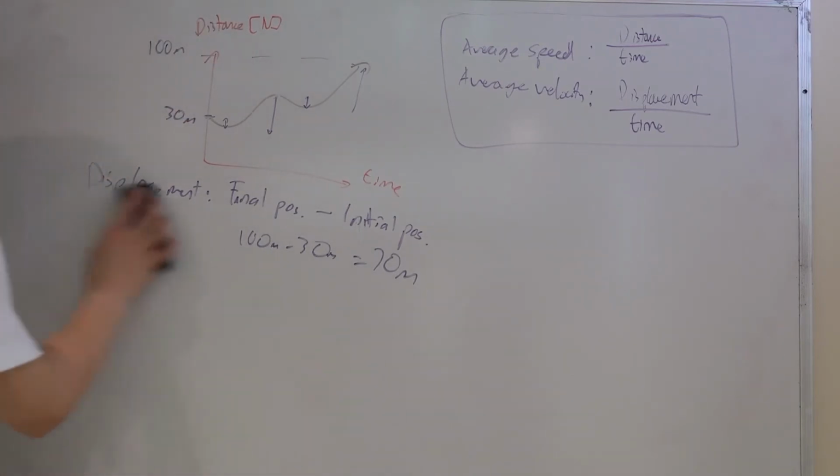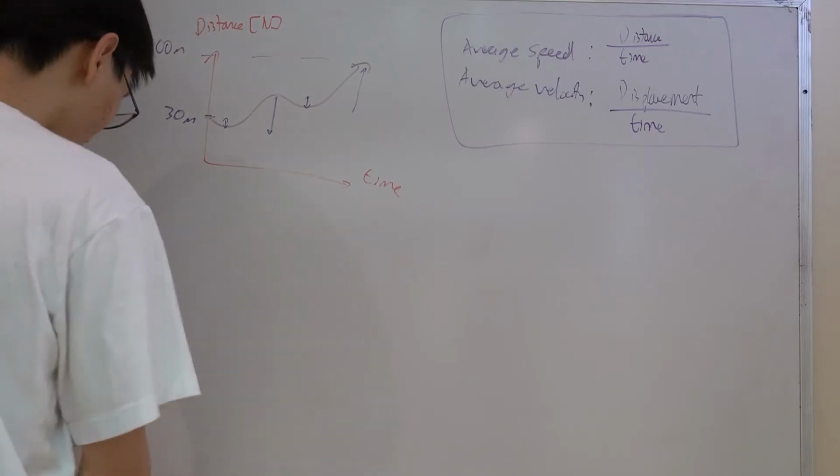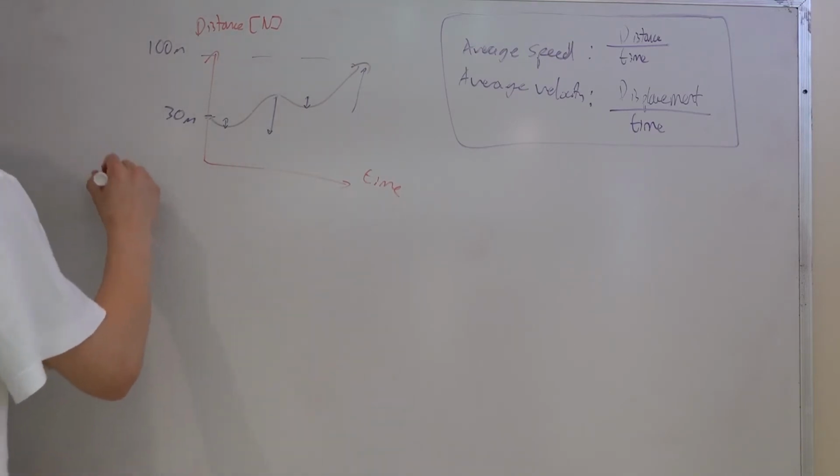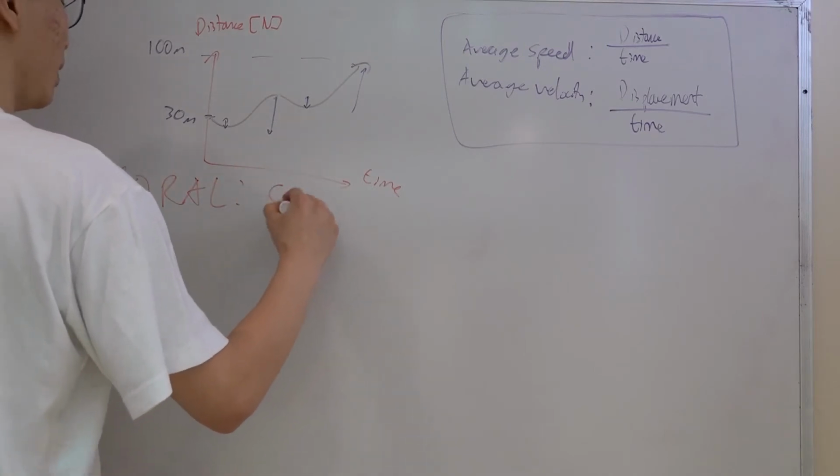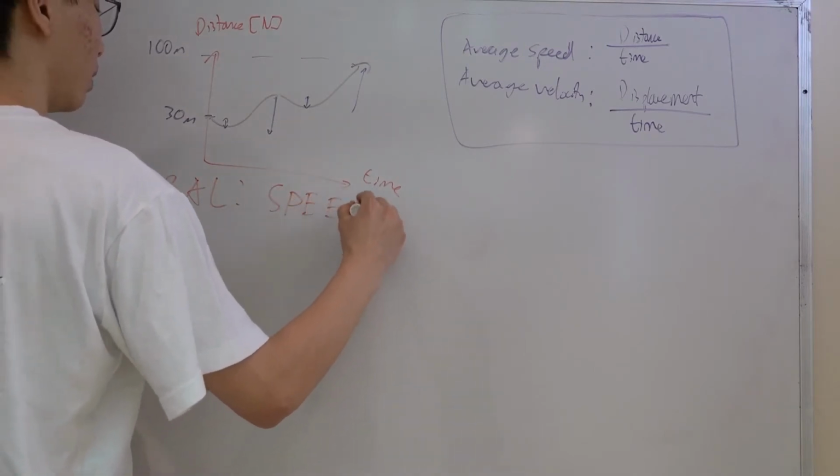So the moral of all this is the following. I'll write it big in red and then erase it right after because I have no space on the board. Speed and velocity.